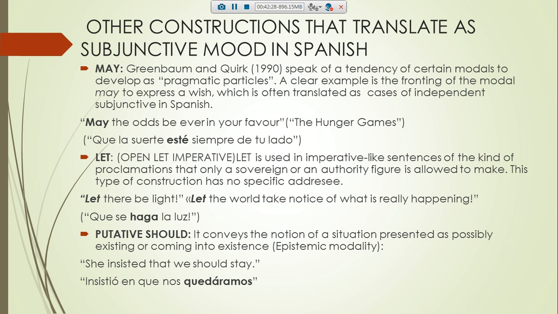Finally, putative "should". It conveys the notion of a situation presented as possibly existing or coming into existence. That is to say, again, epistemic modality. She insisted that we should stay. Insistió en que nos quedáramos. Careful, do not translate this "should" as if it had non-epistemic or deontic modality. It's not "insistió en que nos deberíamos quedar". No, en que nos quedáramos.